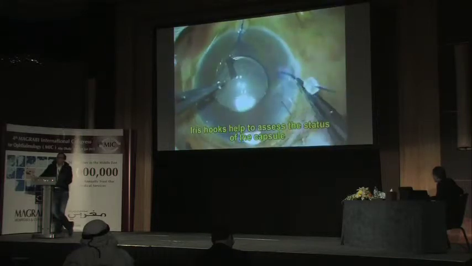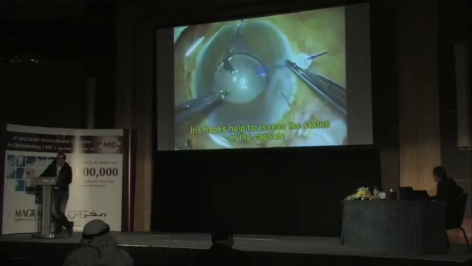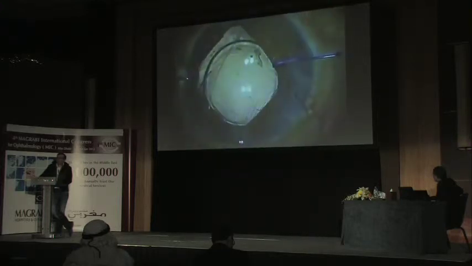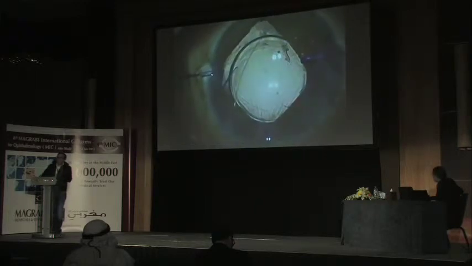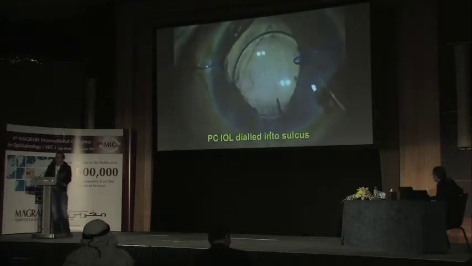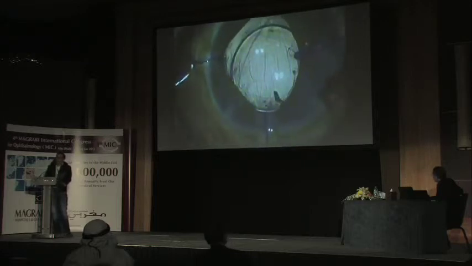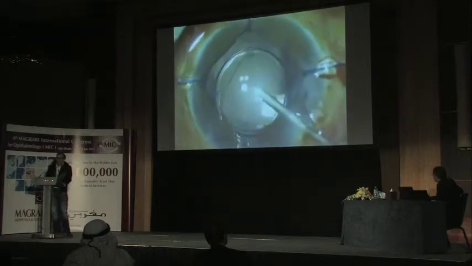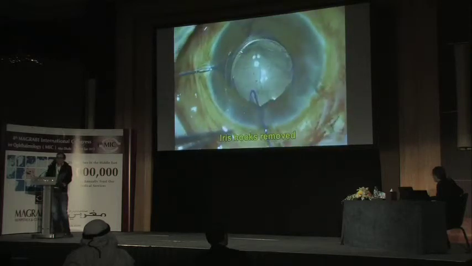So dilate. Use iris hooks and dilate the pupil. Once my pupil is dilated, I can assess, does it need a glued IOL or can I put it in the sulcus? In this case, I have enough support. So I'm going to just put it into the sulcus. Once it's there, I will remove the iris hooks and finish off this case.